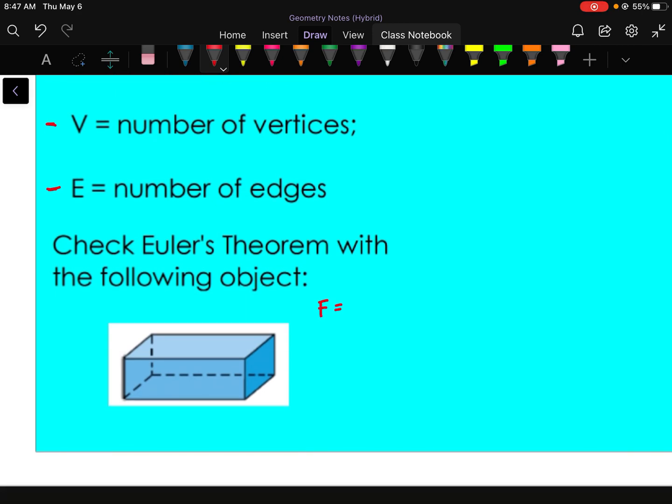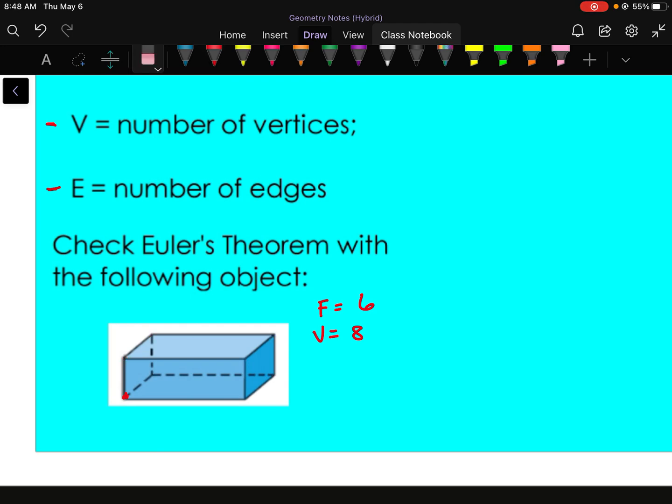F is the number of faces. So we have a box here. I see one on the top here, and of course one on the bottom. I see one on the left, and a face on the right. Also, this front side is a face, so that's 5, and the back side would be 6. We have 6 different faces that make up a box. The number of vertices, that's where all these line segments meet. So there's 1, 2, 3, 4, 5, 6, 7, 8. So the vertices is 8.